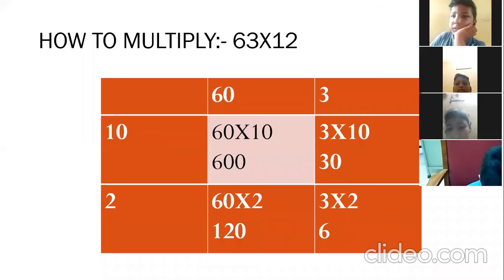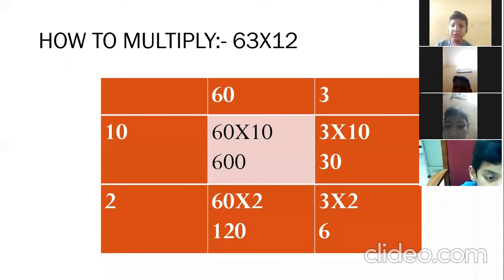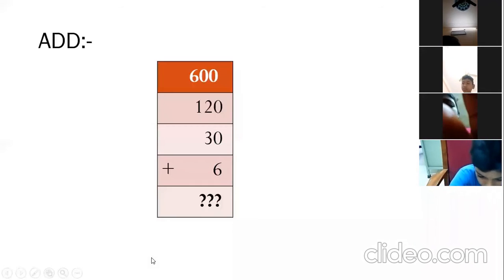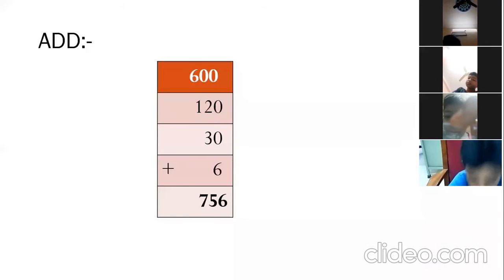If you want to say something, go to chat box and do it. So table multiply, whatever the number you are getting, you have to write all numbers: 60, 120, 36. Then if you add, you will get the answer 756. This is how we do the multiplication.